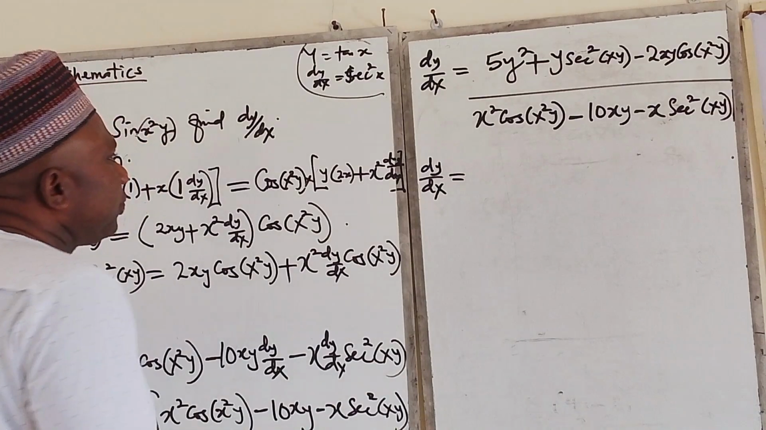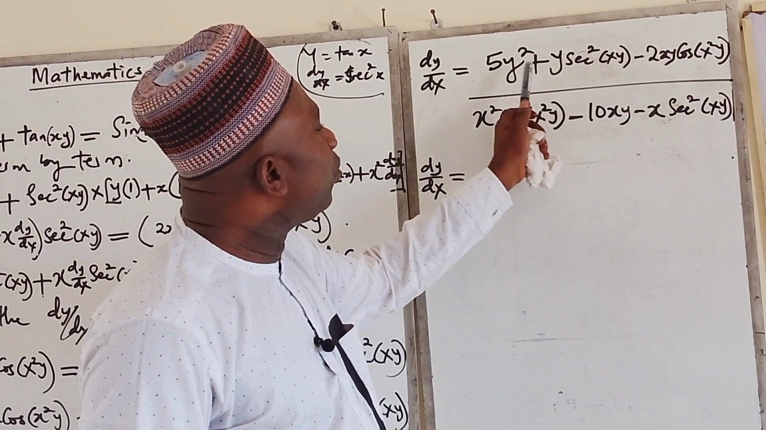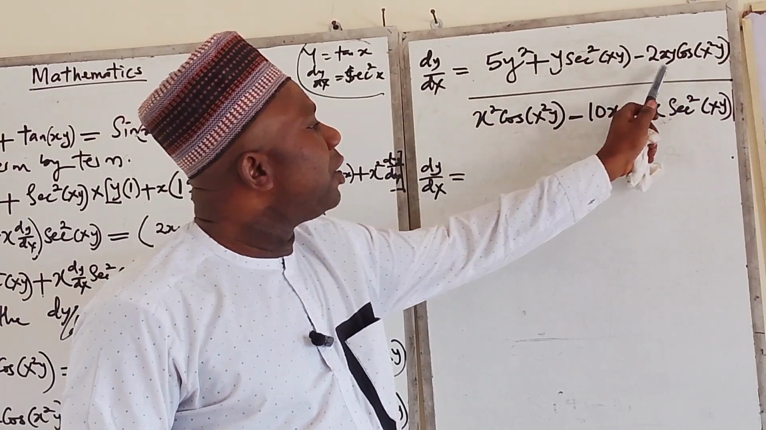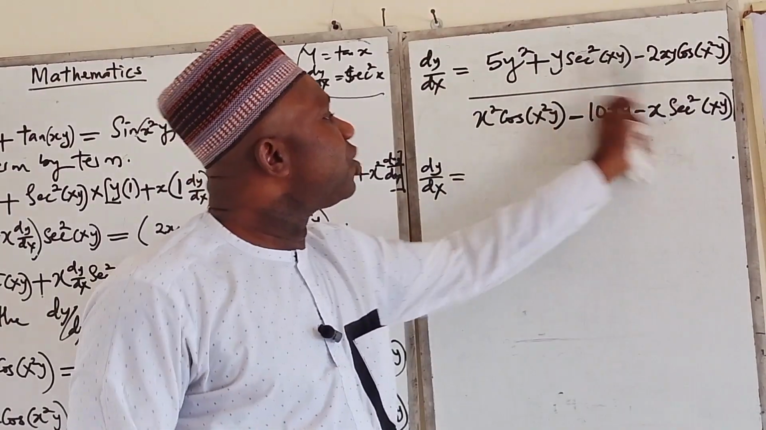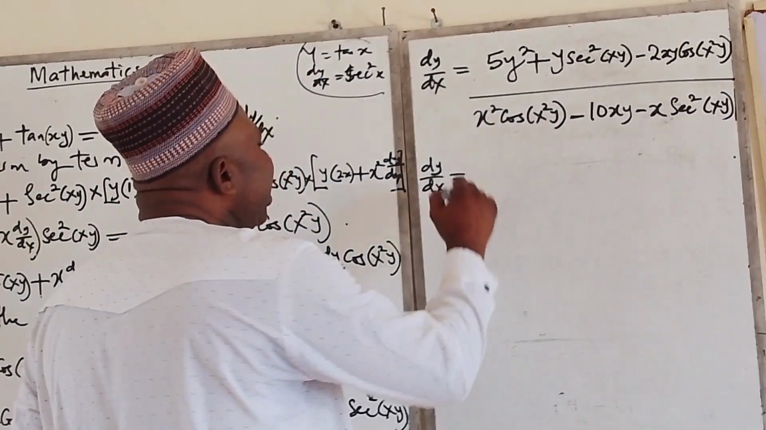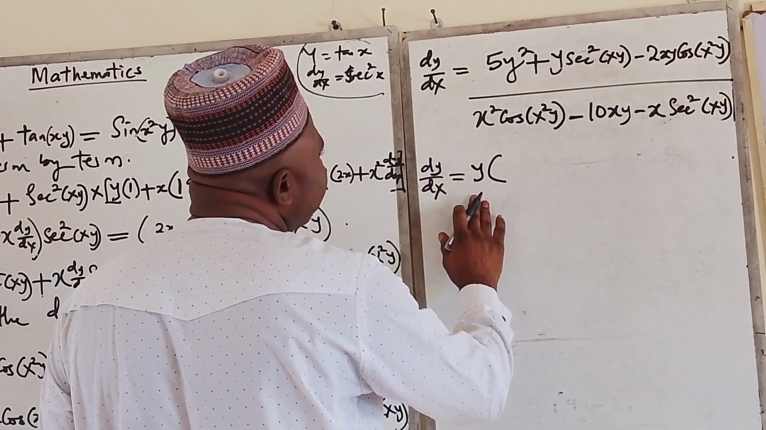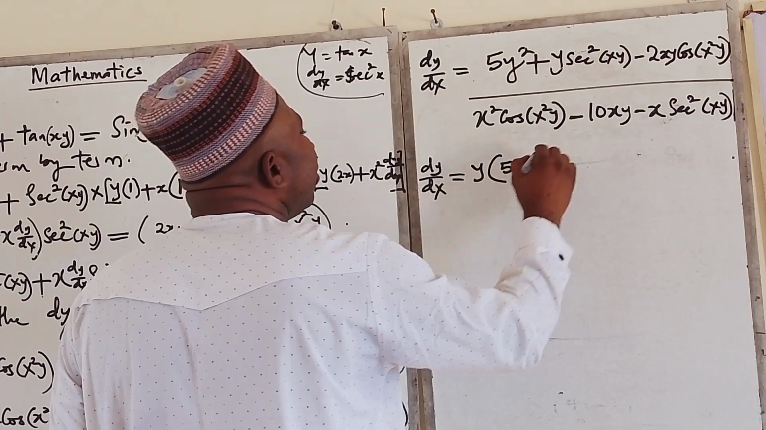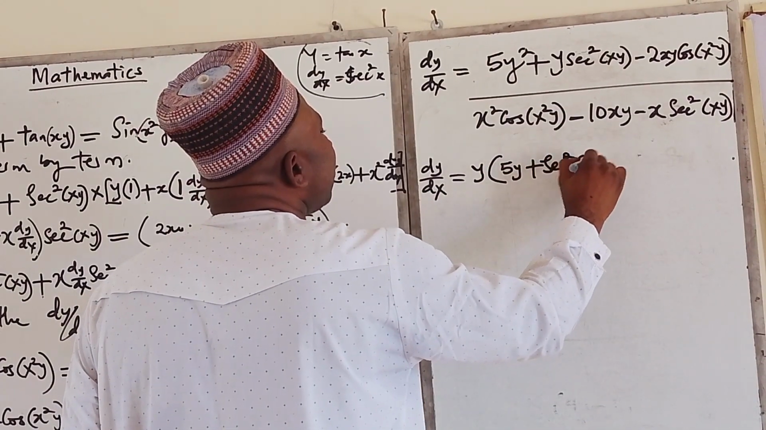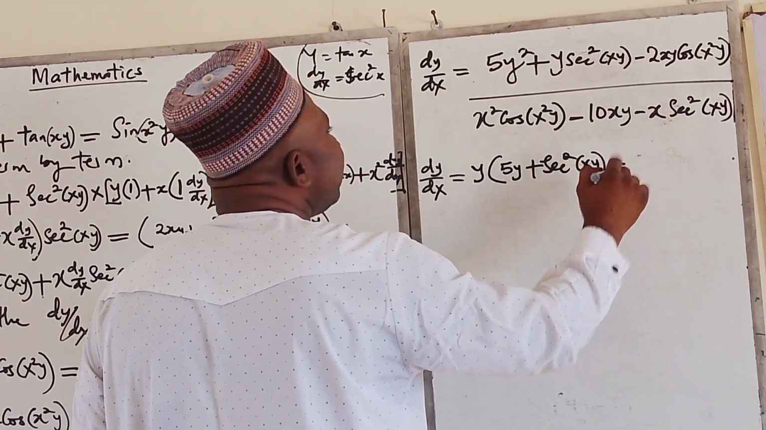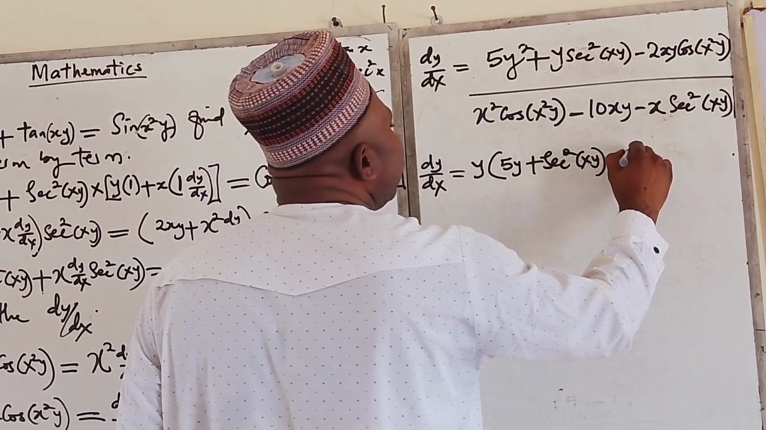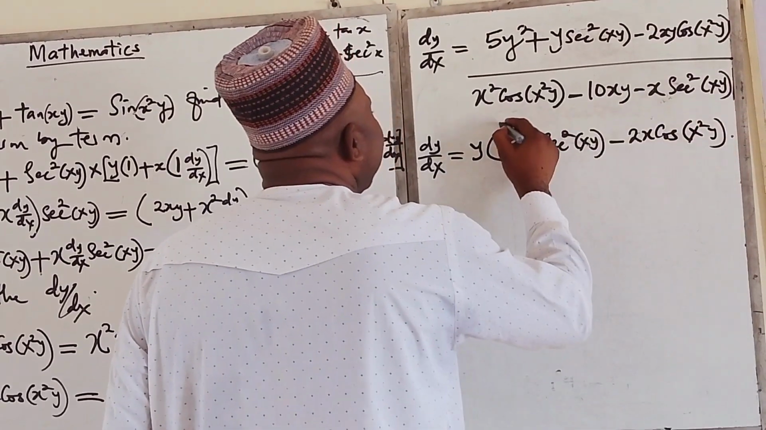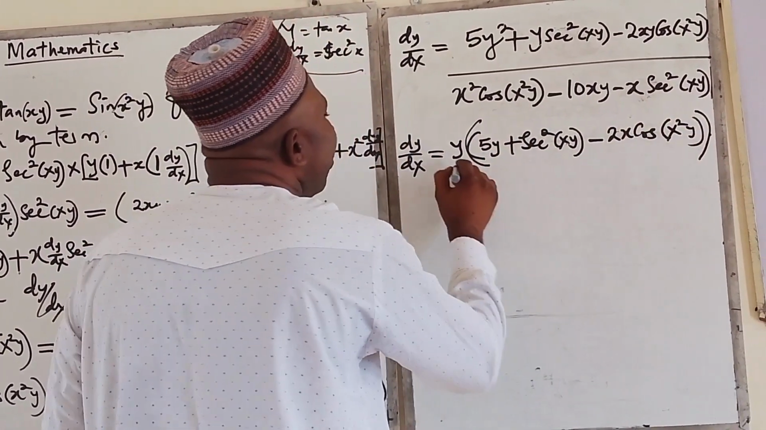Now it means dy/dx will be equal to, if you look at the numerator very closely, you will see that y is common. Here we have y squared, here we have y, and here we have xy. So I'll pick y outside and factor it out. Here I'll be left with 5y plus sec squared xy, then minus 2x cos x squared y, the whole of this all over.